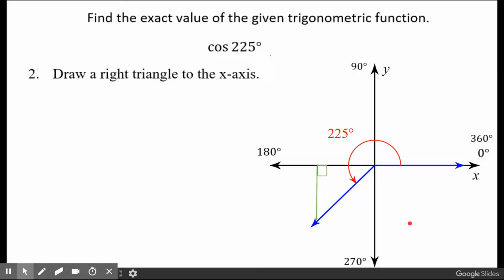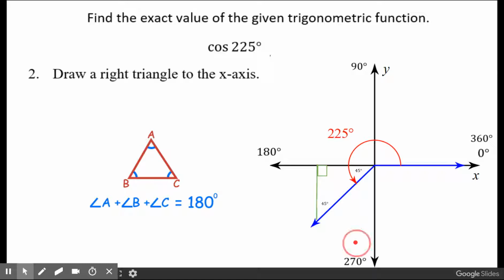And again, we know our angle measures. So we know that right here is our theta. That's our angle where we need to fill in here. Since 225 minus 180 is 45, we know that we have a 45-degree angle here. And also because we know the sum of the angles of any triangle is 180, we know we have 45 here. Okay, so now we have our right triangle all filled in.